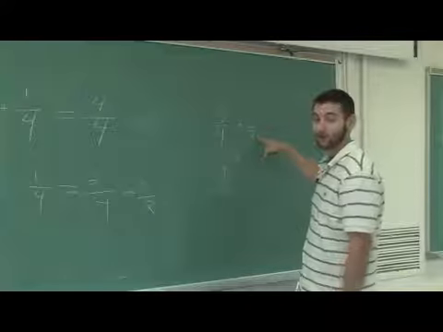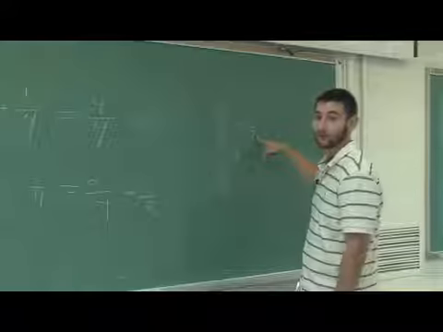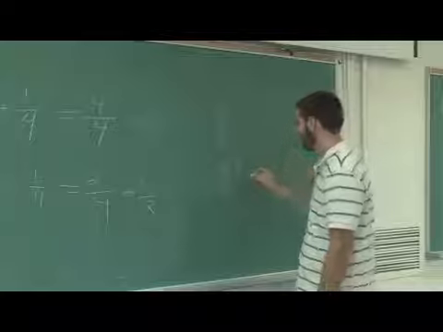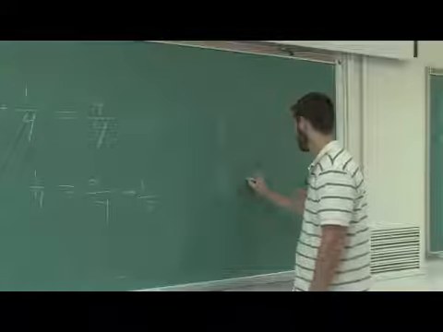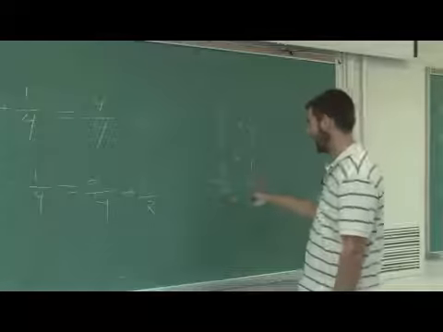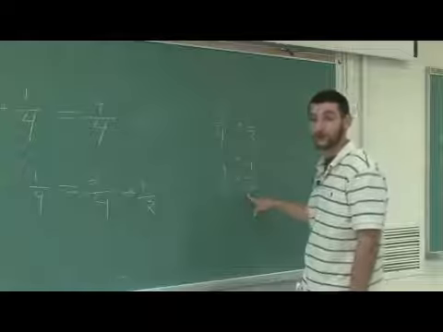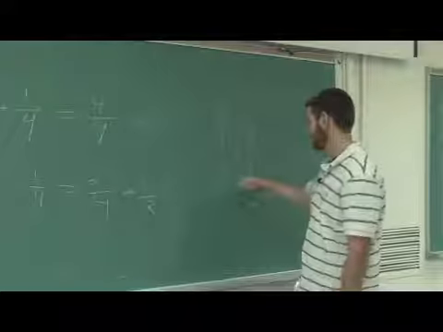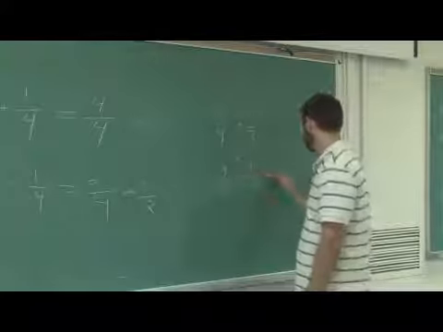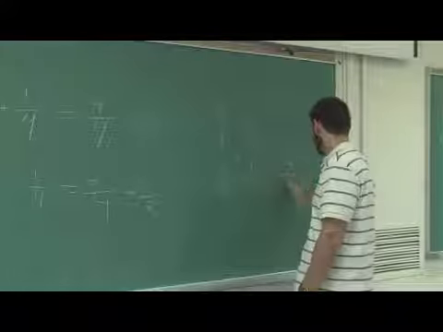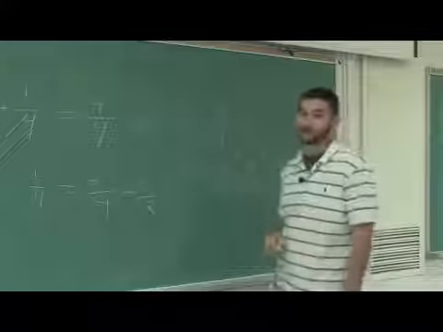To get this denominator to be 12, I multiply by 4. So I must do the same for the numerator as well. Now that I have fractions with the same denominator, I can just add the numerators. That's how you add fractions with different denominators.